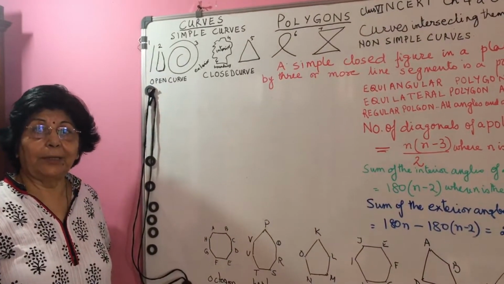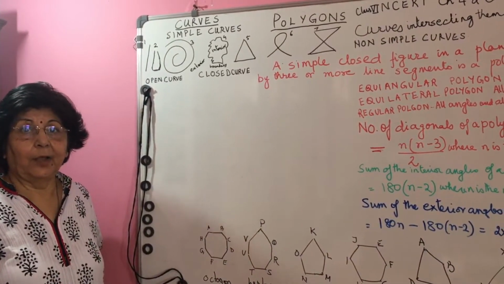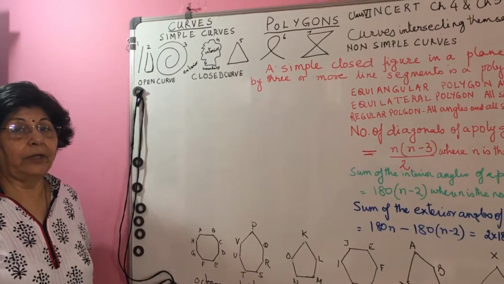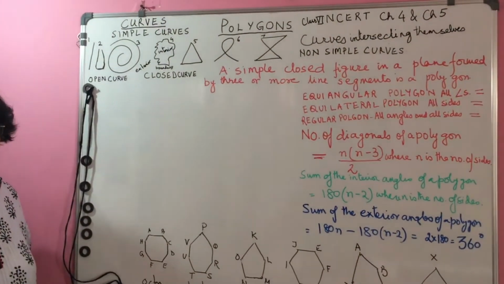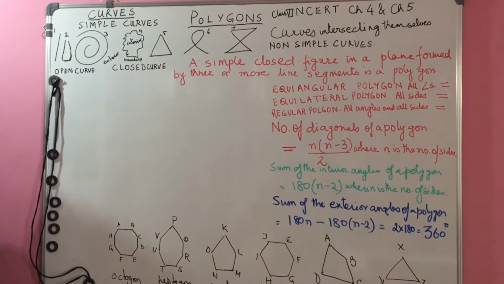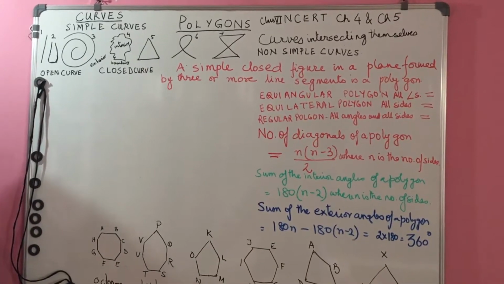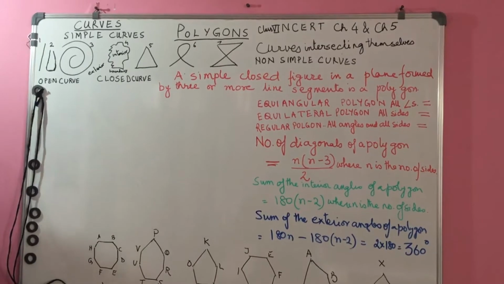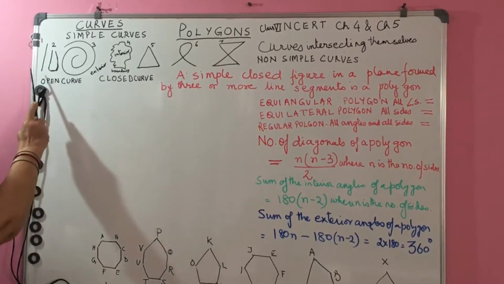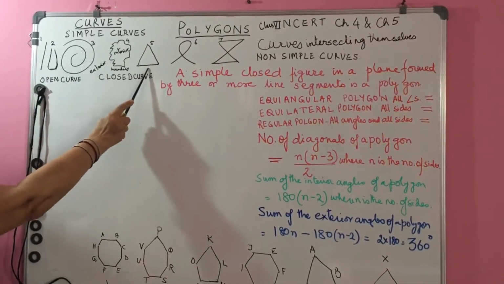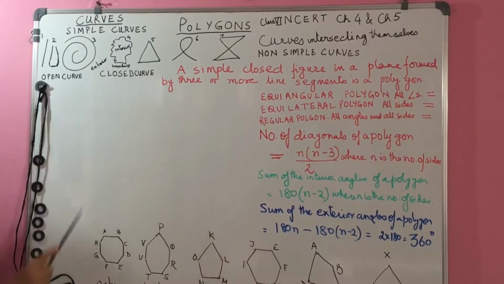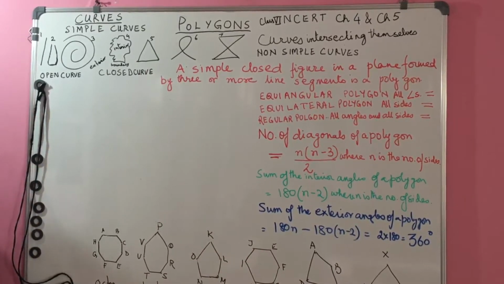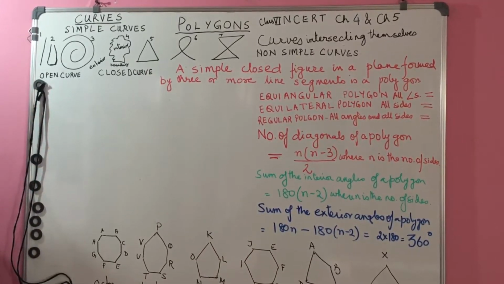We will study polygons today. On the blackboard, I have drawn a large number of curves. In the language of mathematics, a straight line is also called a curve. Now, the first 5 curves are such that they are not intersecting themselves.